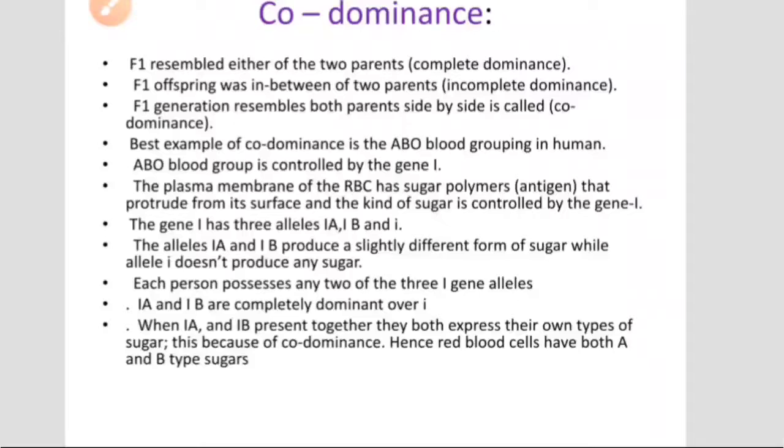Today we start the next part of the principle of inheritance and variation.